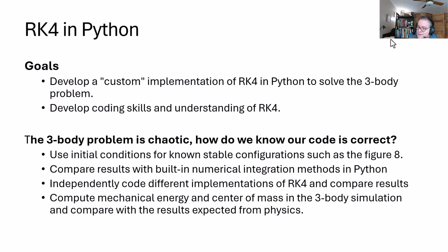Well, there's a couple of ways to approach that question. We can start with initial conditions for known stable configurations, such as the figure 8, and I'll demonstrate that. We can compare the results with the built-in numerical integration methods that are already available in Python. Both Alexis and I independently wrote our own implementations of RK4, and we compared the results that we got. That was another way of validating our solutions. And finally, we could compute the mechanical energy and center of mass in the three-body simulation and compare the results we get in the simulation with what we would expect from the physics.